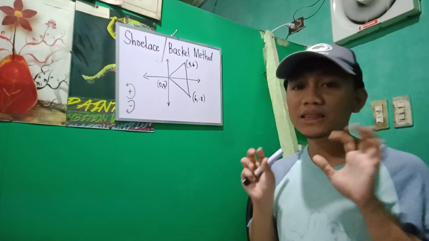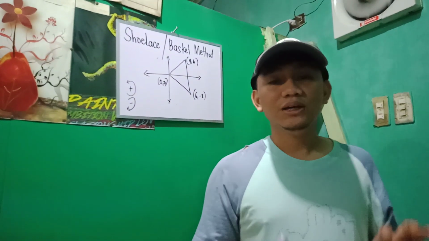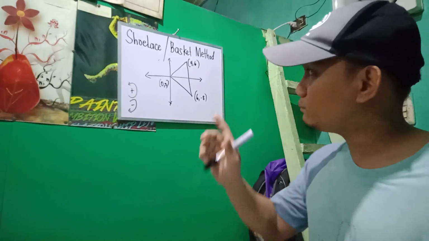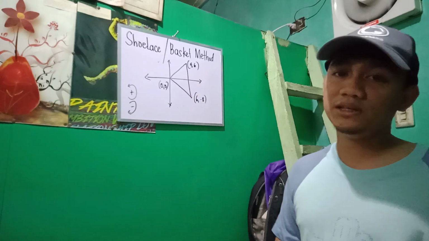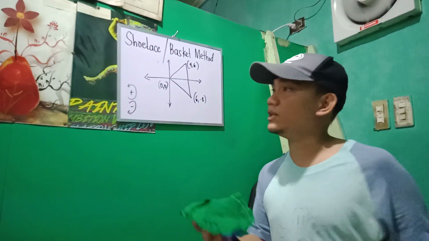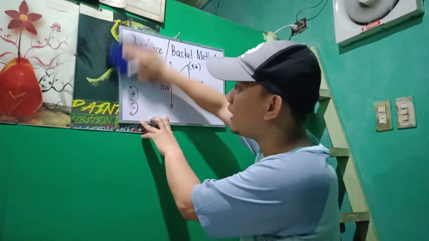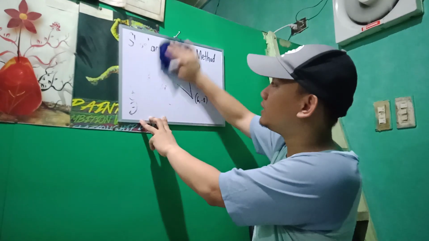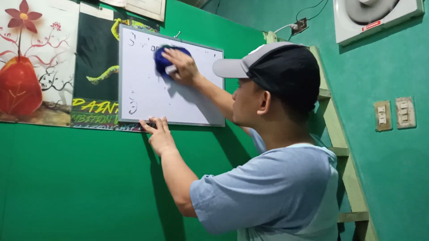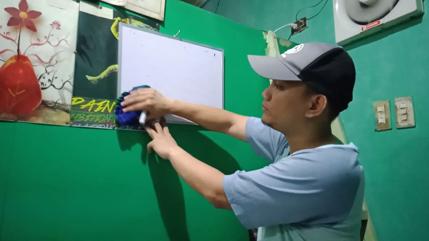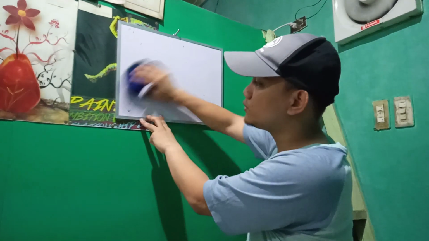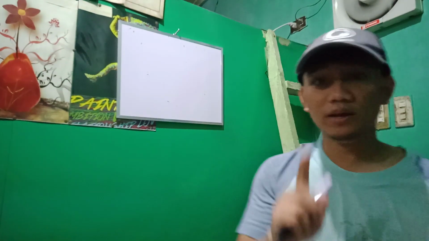So paano kaya natin kukunin yung area natin? So ganito guys. Tandaan natin yung points ha: 0, 0, 6, negative 8, tsaka 4, 6. So ganito gawin natin. Counterclockwise, tandaan natin. So, Sir IG, paano ba ginagawa yung shoelace or yung basket method? Di ba we have 3 points.